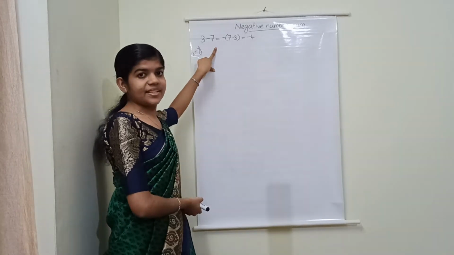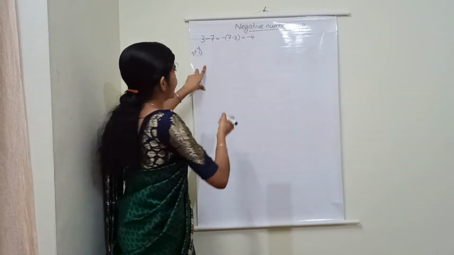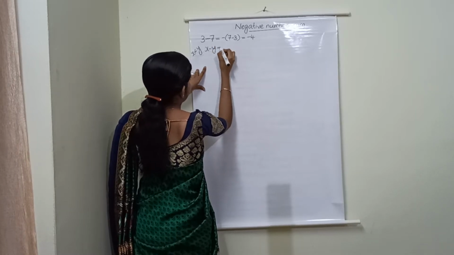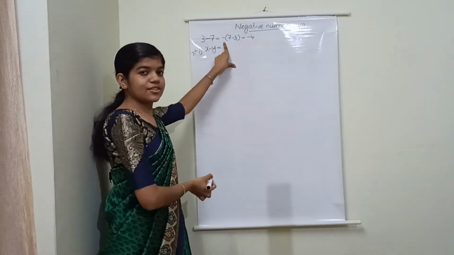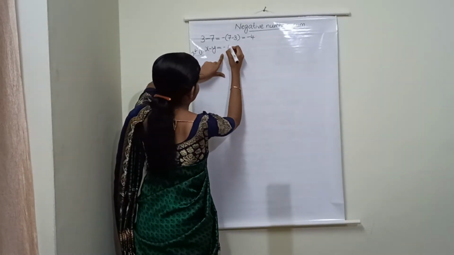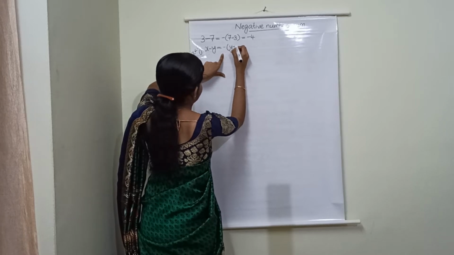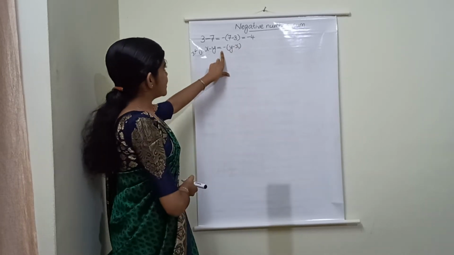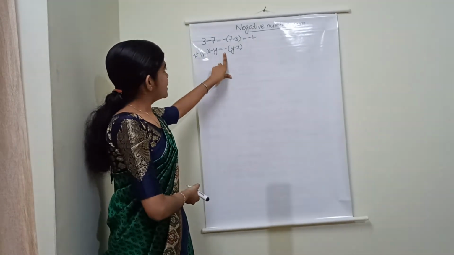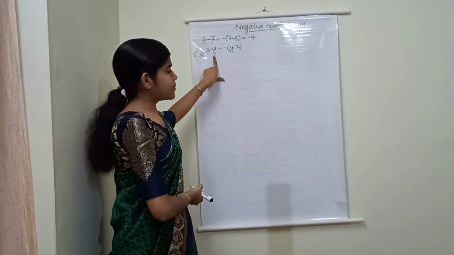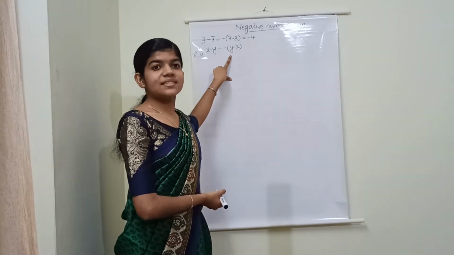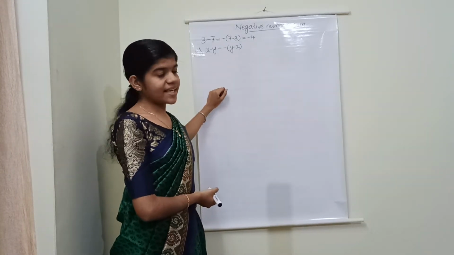Then 3 minus 7 is equal to x minus y. 3 minus 7 is equal to minus of 7 minus 3. Then x minus y is equal to minus of y minus x. Yes, correct. That is, by subtracting the larger from the smaller, we mean subtracting the smaller from the larger and taking its negative.